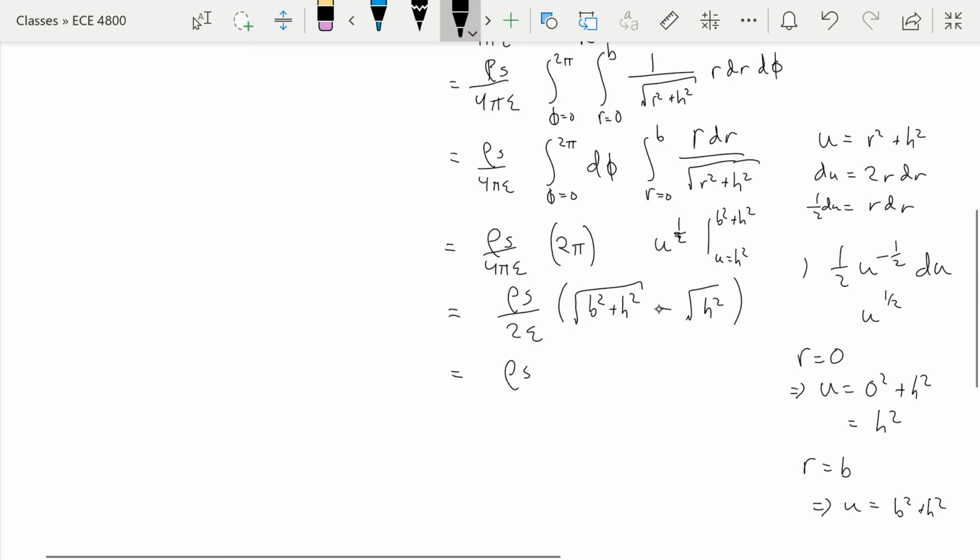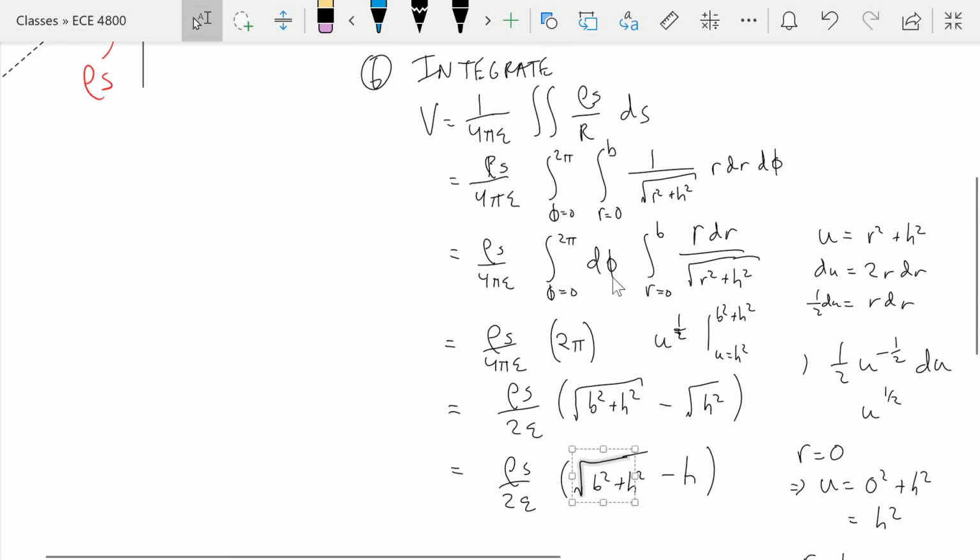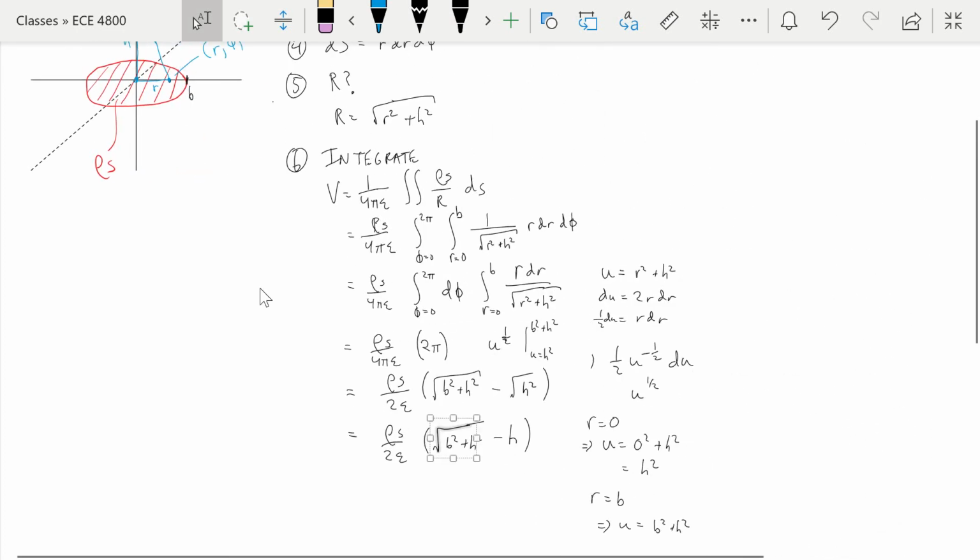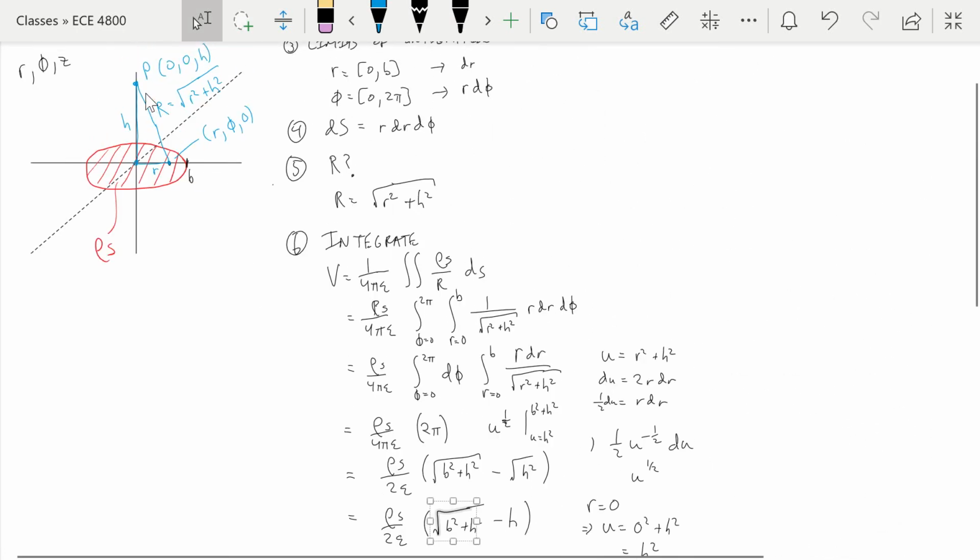Rho s over 2 epsilon, and this will be the square root of b squared plus h squared minus h. Okay, so that is our electrostatic potential at some height h above, on the z-axis.